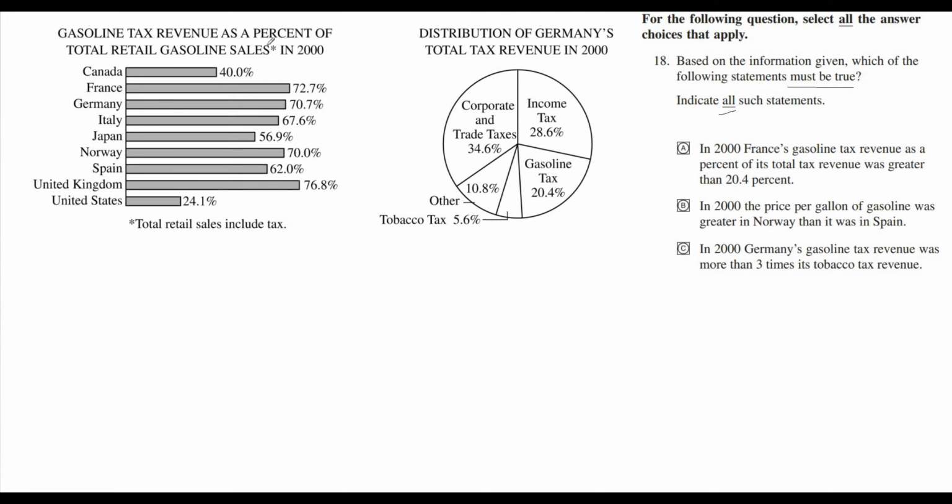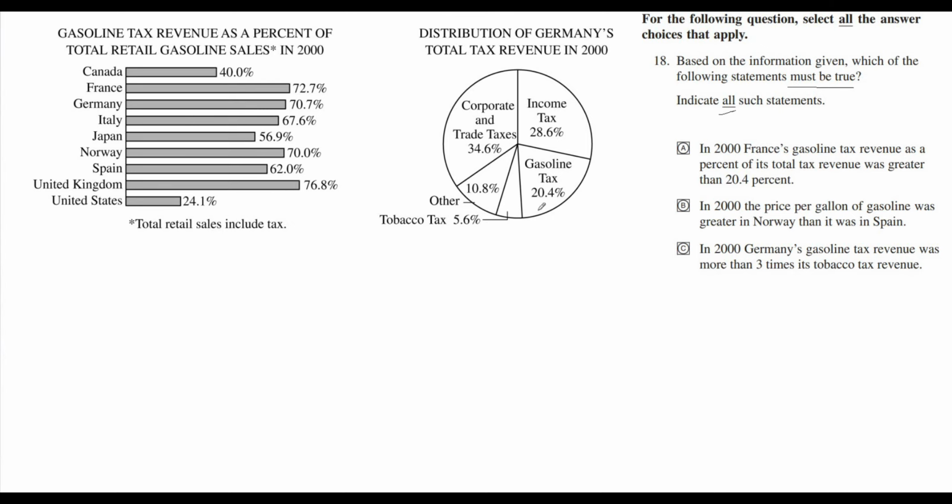Now you can look up here and you can say, look, this actually has gasoline tax revenue, and they're talking about gasoline tax revenue. But remember, what they're saying is gasoline tax revenue as a percent of its total tax revenue. Now this is gasoline tax revenue as a percent of total retail gasoline sales. That's not the same thing. This is Germany's distribution of total tax revenue. So this is the gasoline tax revenue as a percent of Germany's total tax revenue. But they're asking about France's gasoline tax revenue as a percent of its total tax revenue.